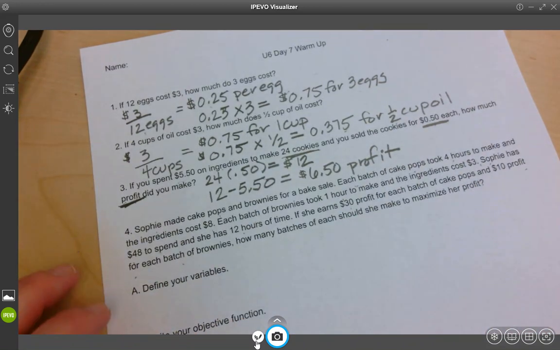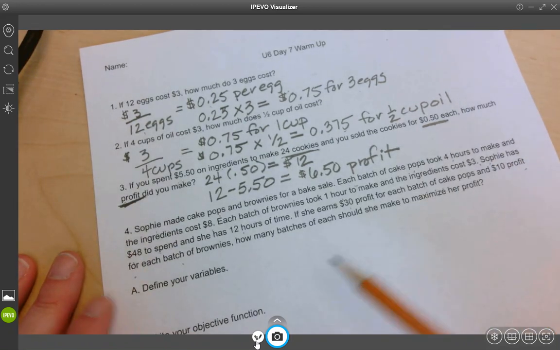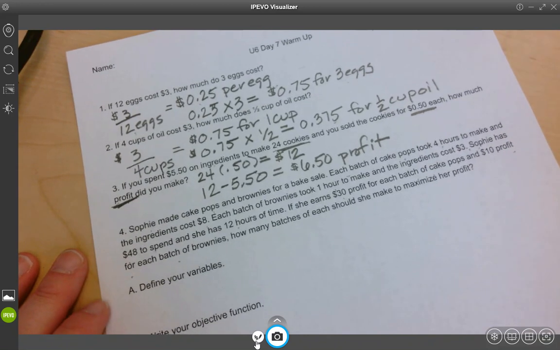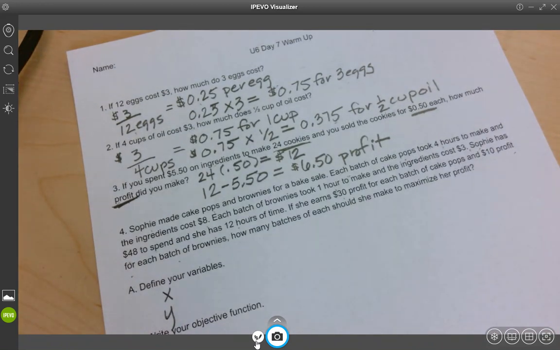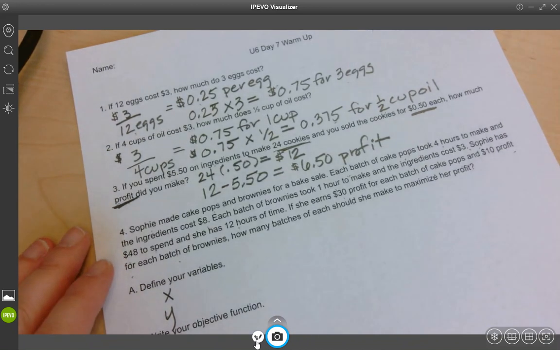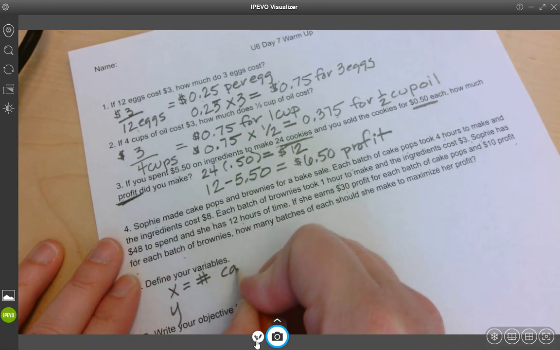So what we have to figure out here is whether it's worth it, in terms of time and money that she's spending on supplies, to actually make these cake pops instead of the brownies. So define your variables. We're going to have X and Y, right? Who can raise their hand and tell us what X and Y should represent? I see one hand. I'm looking for a couple more today. Any other hands? Stephanie, how about you? Can you tell us what X and Y represent? X represents cake pops and Y represents brownies.